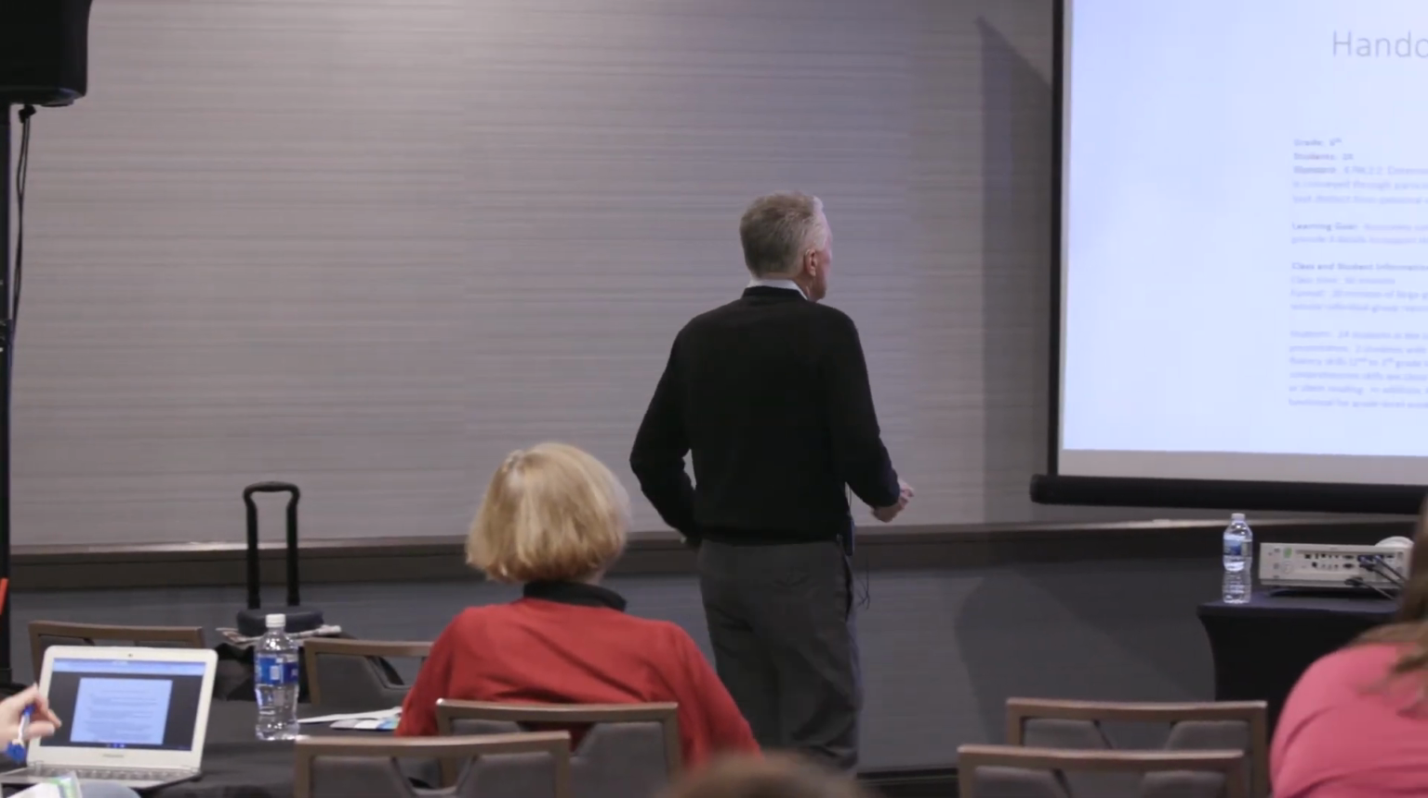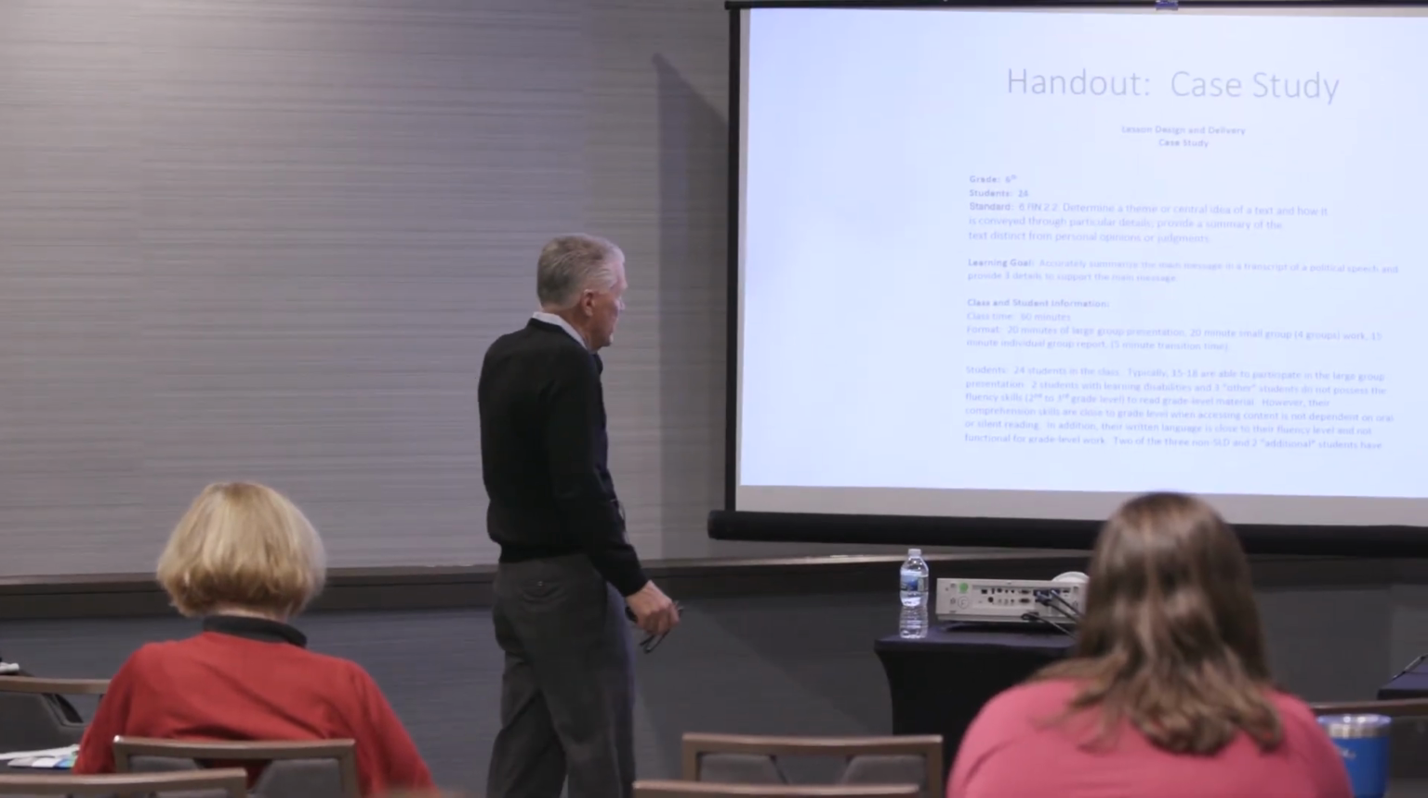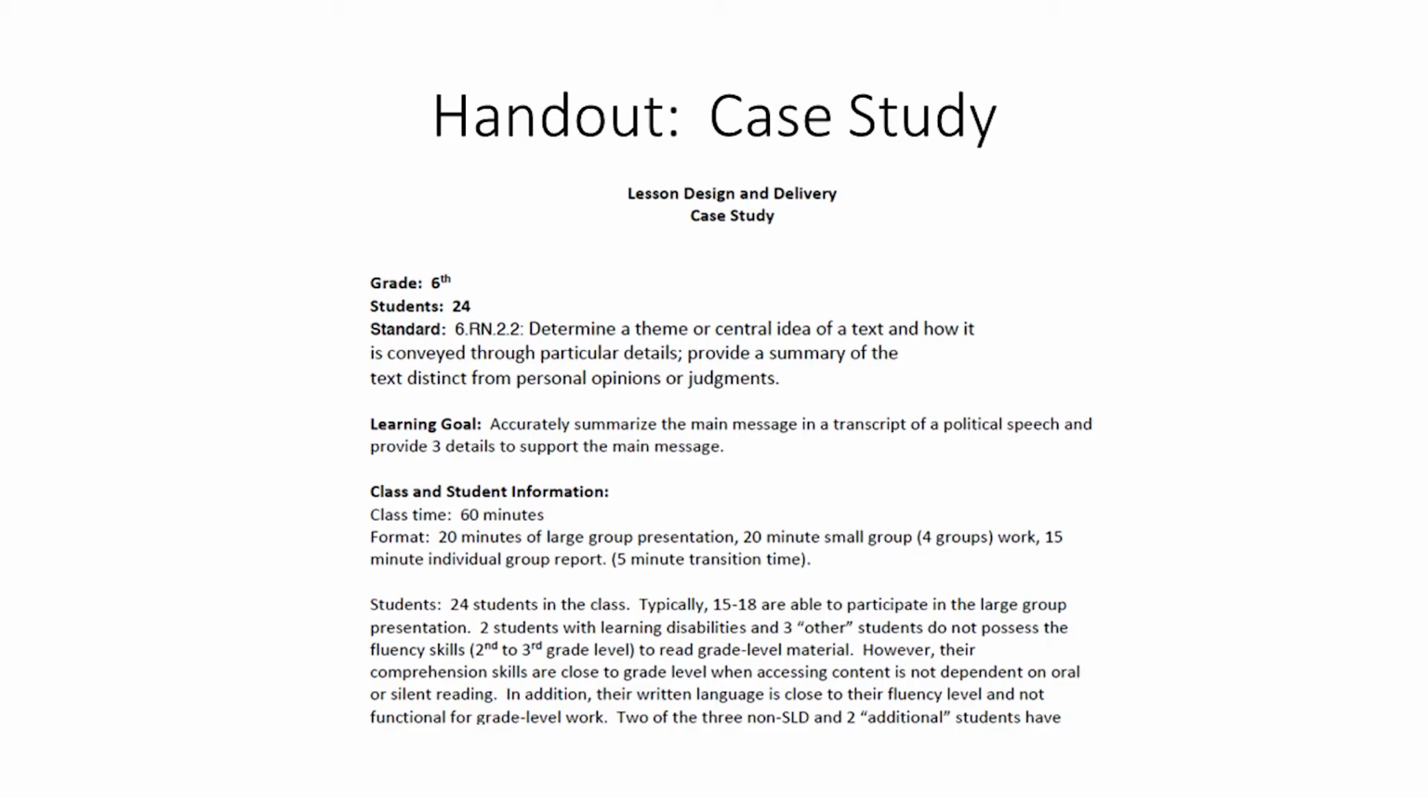So, very simple. This is a 6th grade, and I pick 6th grade for these kinds of things because sometimes we have secondary people and elementary, and it's a nice little bridge. So, 6th grade, 24 kids in the class. Is that about what you have in your classes? 24, 25, 20? Is that accurate?